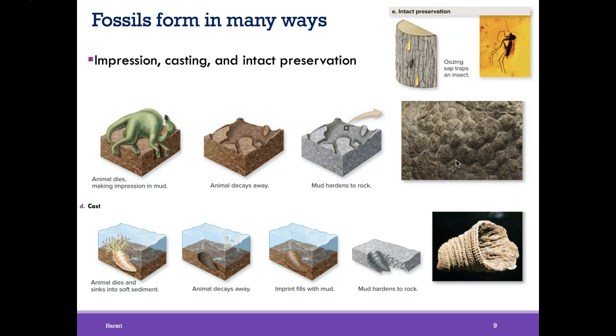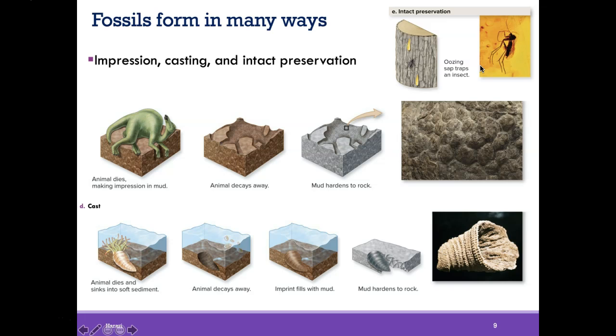Another way we can have a fossil be formed is with a cast. And a cast is kind of just like what it sounds. What happens first is that an animal will die, and then it will form, just like over here, an impression. But then that impression gets filled with mud. And once that mud hardens into rock, you have an actual cast of what that organism originally looked like. So it's like a 3D protrusion that tells you what the shape and structure of that organism was.